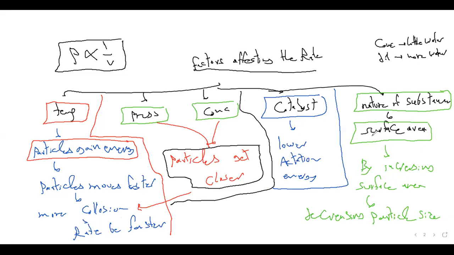Nature of substance means surface area. By increasing surface area or decreasing particle size, the reaction will be faster. So all of these factors are directly proportional to the rate: temperature, pressure, concentration, catalyst, and surface area. By increasing any factor, the rate of reaction will be faster.